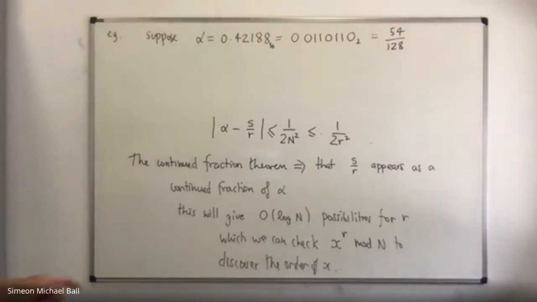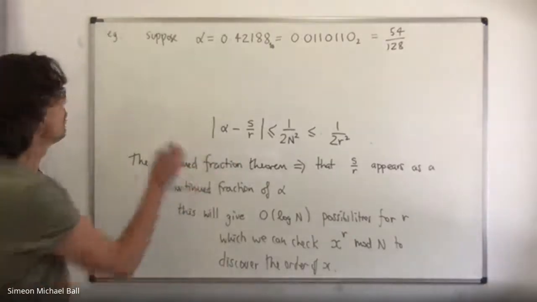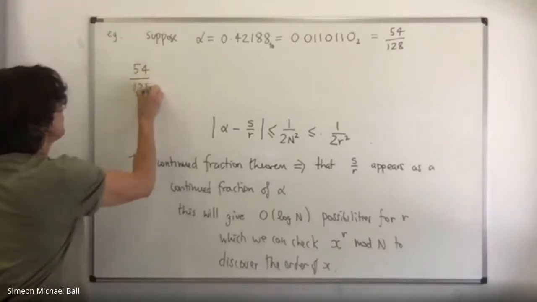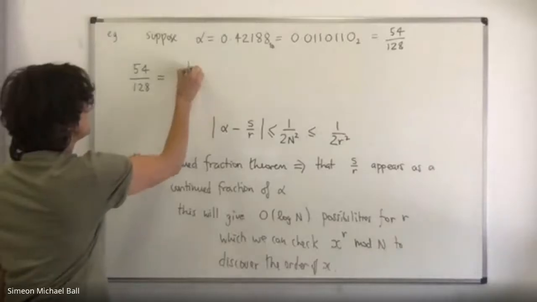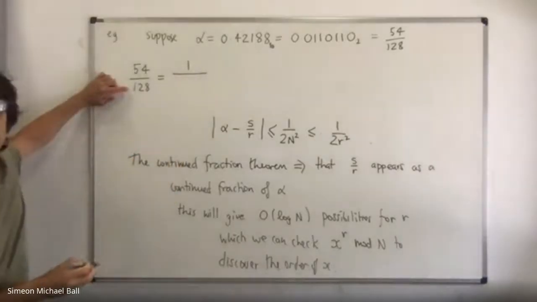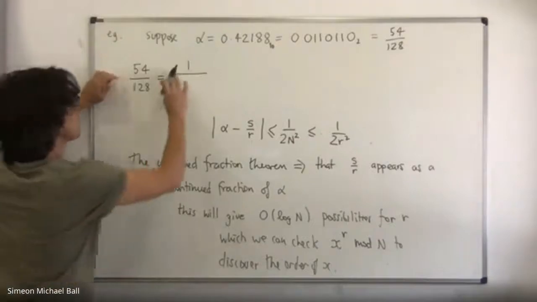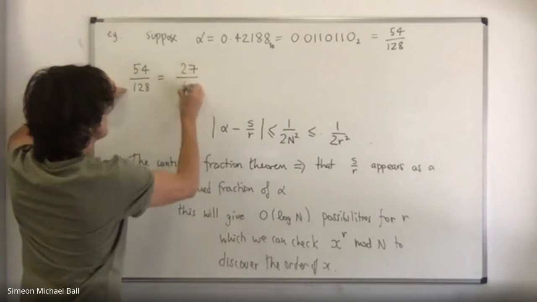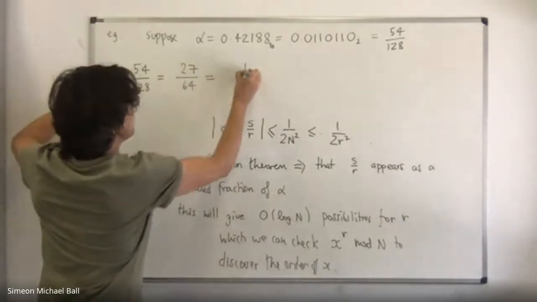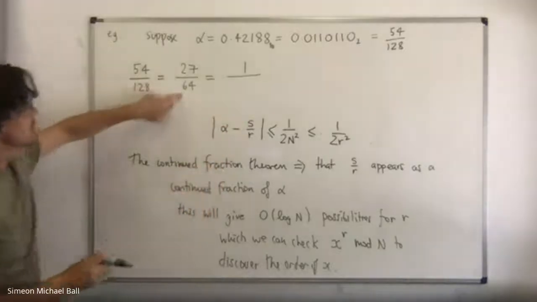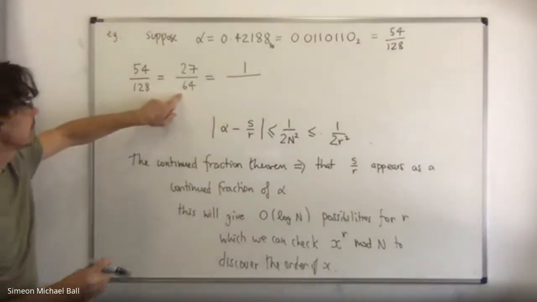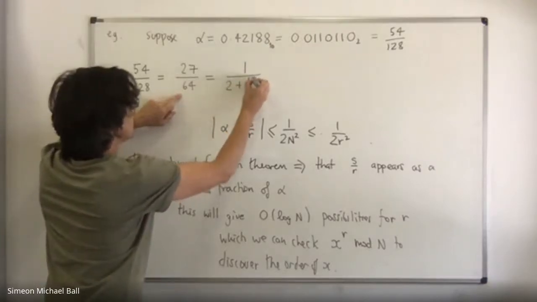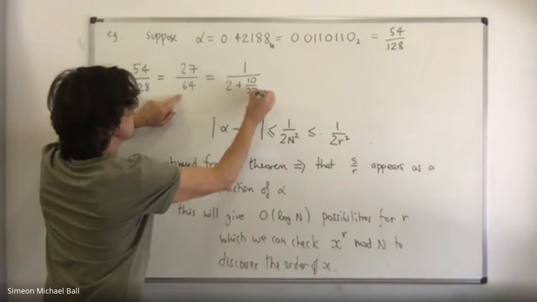So how do I work out what these s divided by r's are? Well, what you do is you invert and then divide. First thing, I suppose we could be sensible here and just actually divide by 64. And now we're going to invert and divide 64 into 27, which is going to be 2 plus 10 divided by 27.